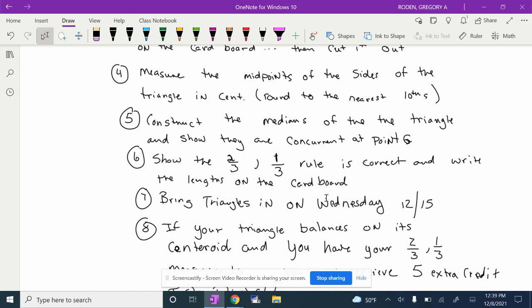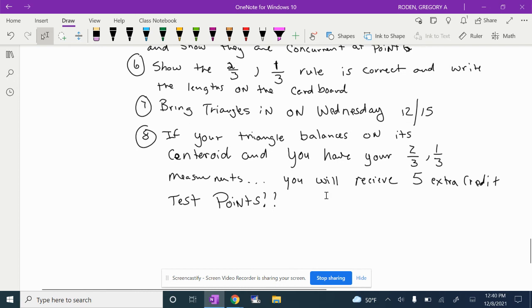You're going to bring your triangle in on Wednesday at 12:15. And then here's the moment of truth. You're going to bring your triangle up in front of the class. I'm going to take my very special balancing pencil that has balanced all the triangles over the years. It's in a secret location that I hide. If I can balance your triangle on its centroid, you will receive 5 extra credit test points.